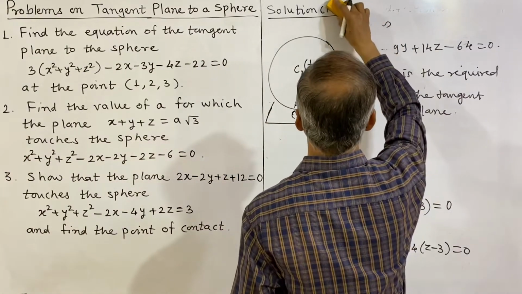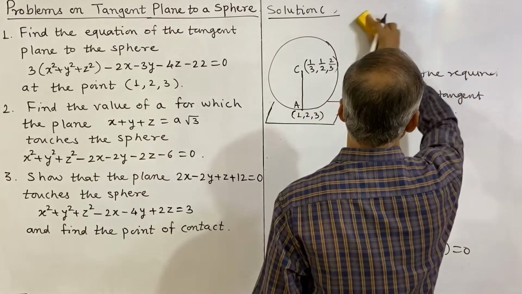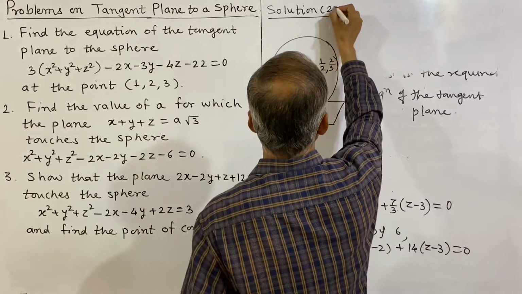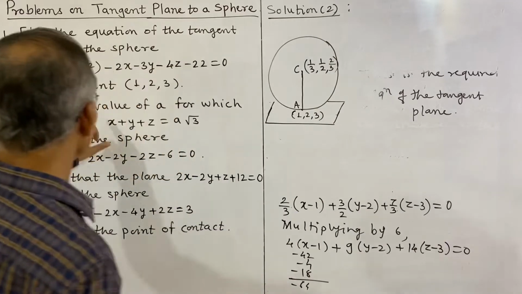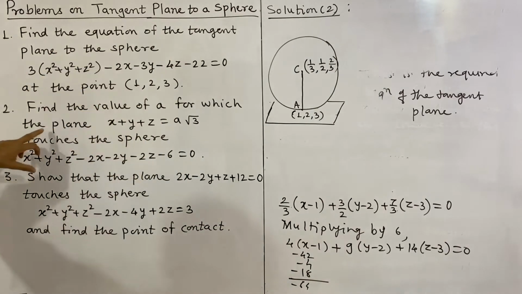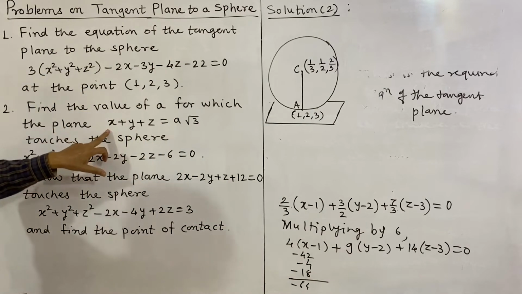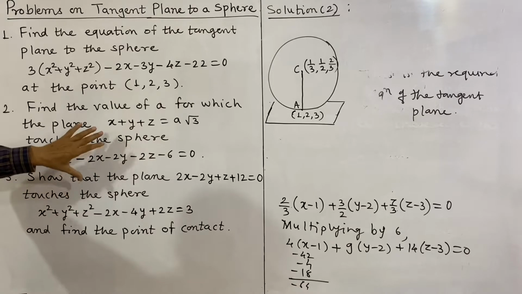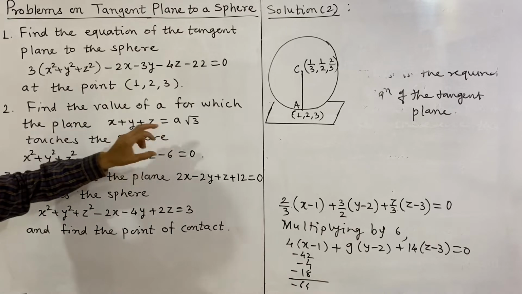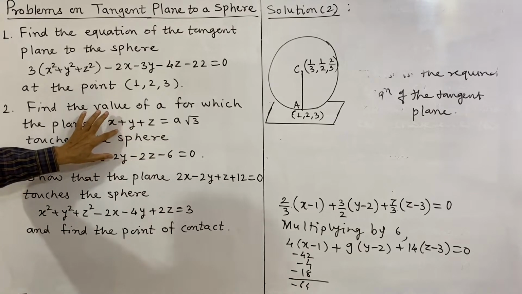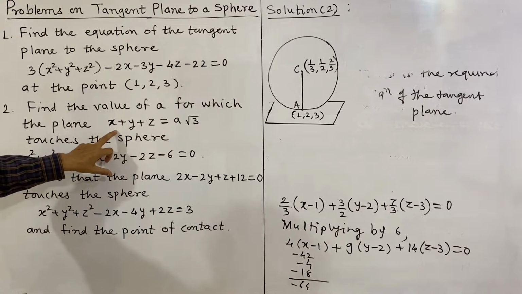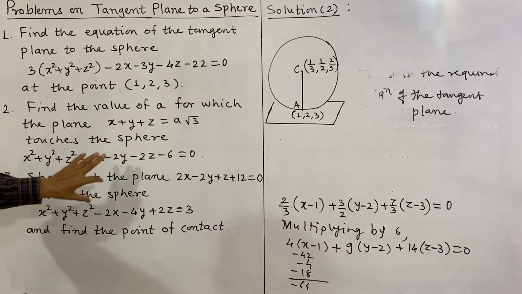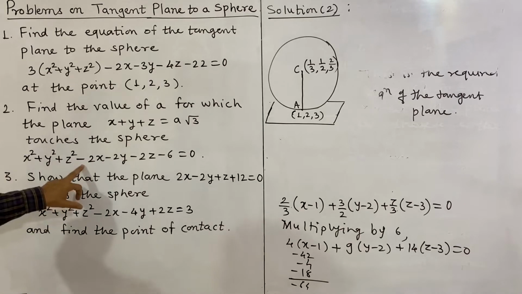Now we consider the solution for the second problem. The second problem is: find the values of a for which the plane x plus y plus z equal to a root 3 touches this sphere. Again here the value of a is asked, and the tangent plane is given already in the problem. So this is the tangent plane, and we want to find the value of a, and this is the equation of the sphere.